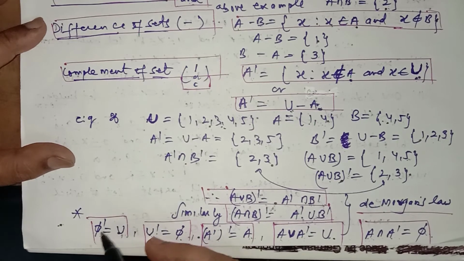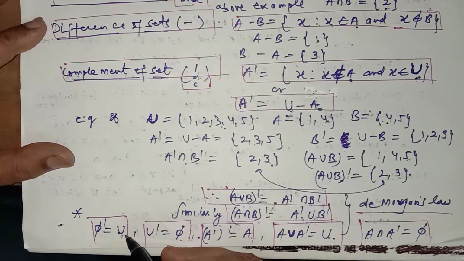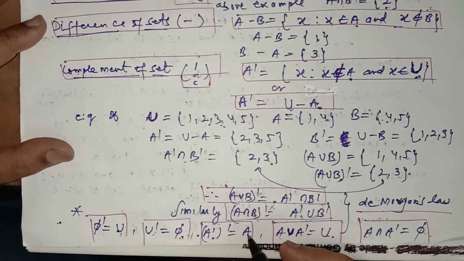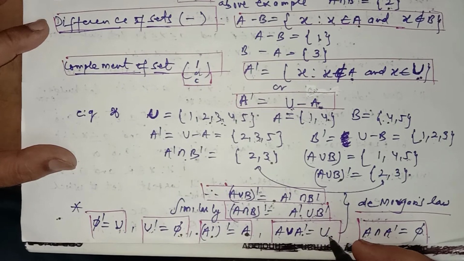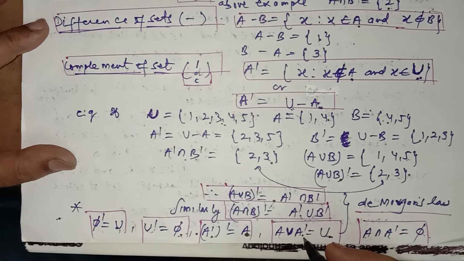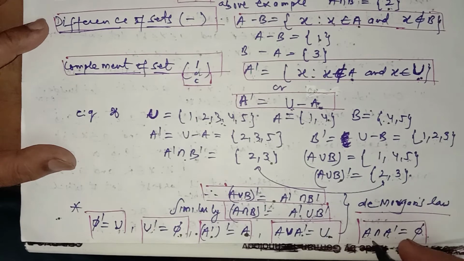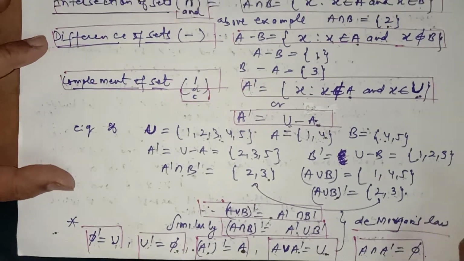After that you can easily prove that phi complement, empty set complement, will be the universal set. Empty complement means those elements which are not in the empty set but in the universal set. It means they will be in the universal set. Universal complement will be empty. A double complement will be the original set, equal. A union A complement will be equal to the universal set, total elements of A and A complement. And A intersection A complement will be empty. You can easily say because there is no element common in A and its complement. So it will be empty.